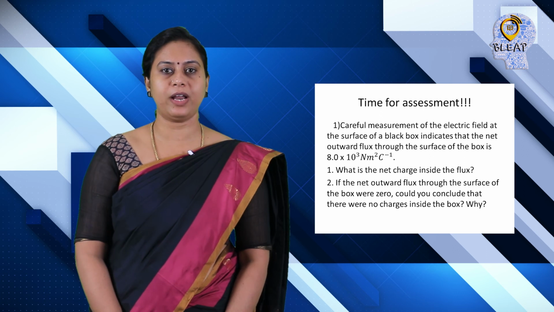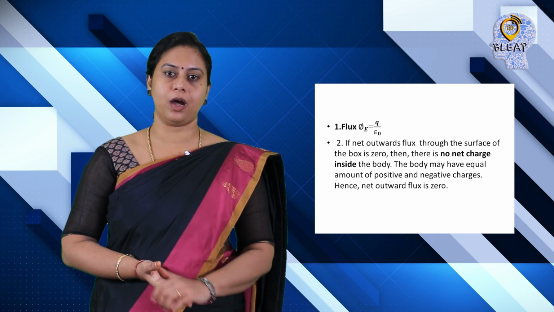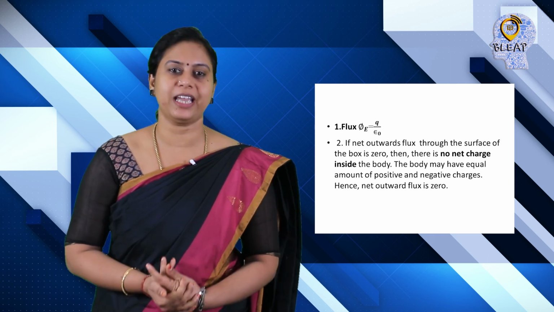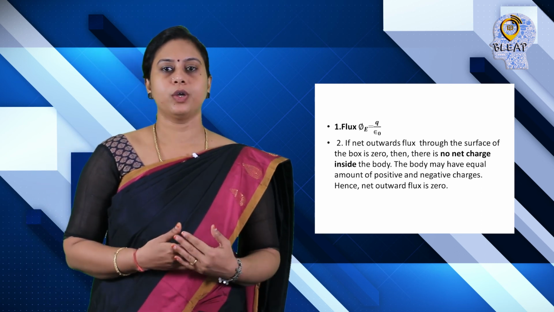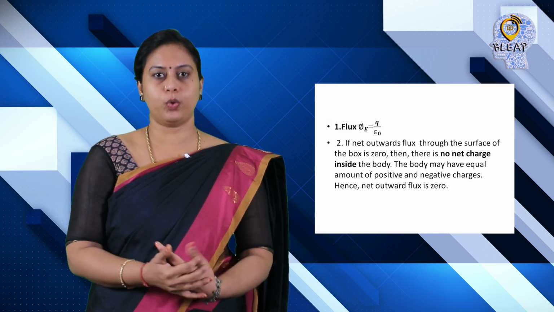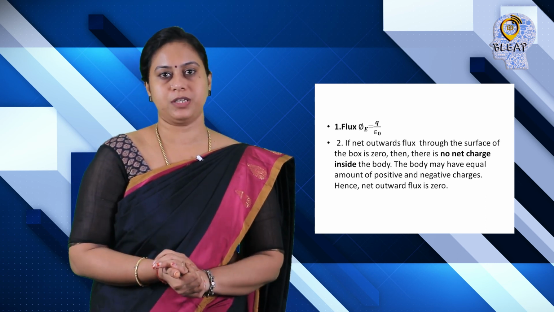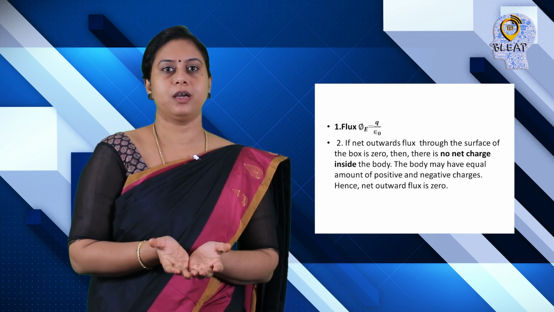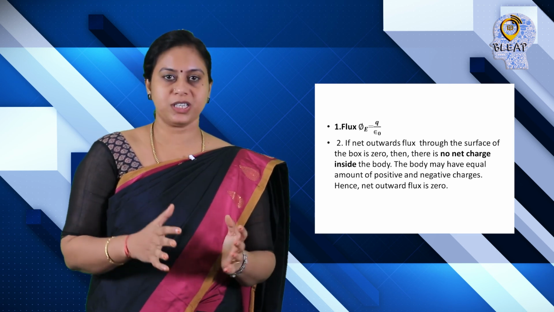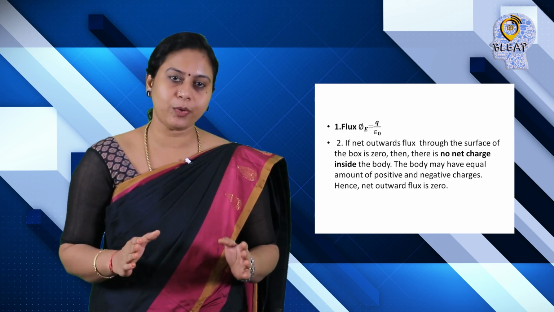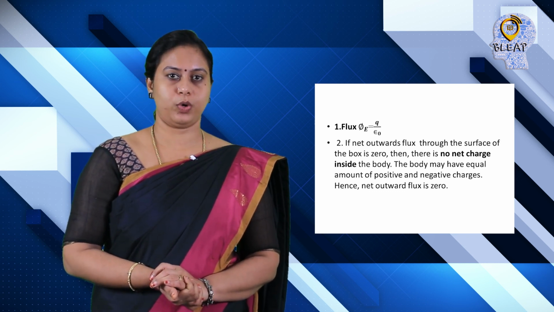For question number 1, the answer is: flux phi E is equal to Q by epsilon naught. And the second part is quite interesting: if the net outward flux through the surface is 0, we cannot say that the charge is 0. That is, the net charge inside the box may be 0, right? That means the positive and negative charges are equal in amount, so there is no net flux.